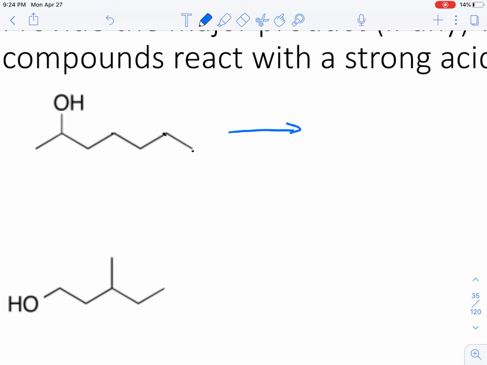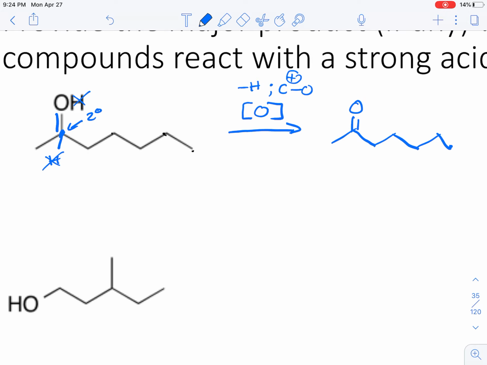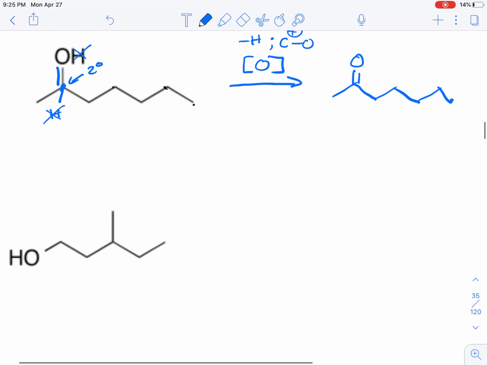And so let's just say that I have this alcohol and it's going to undergo oxidation. Well, this right here is a secondary alcohol. And if oxidation was to occur on the secondary alcohol, that means I'm going to lose a hydrogen. So I'm going to lose this hydrogen. And remember that there's a hidden hydrogen here. So I'm also going to lose this hydrogen. And what I'm going to gain is a connection between carbon and oxygen. So that means I'm going to form another bond between carbon and oxygen. And so the product that I'll get is a ketone.